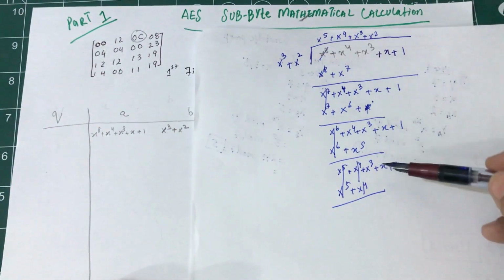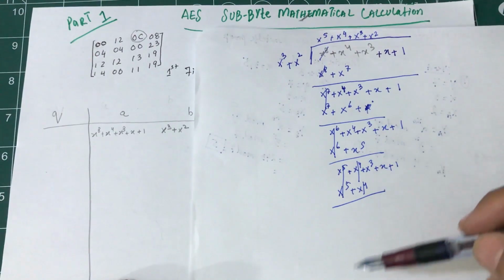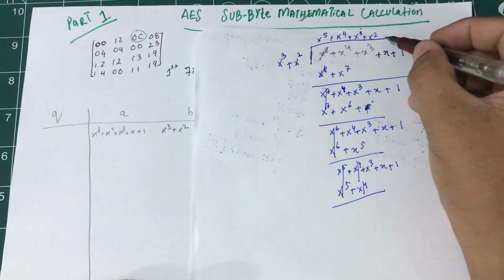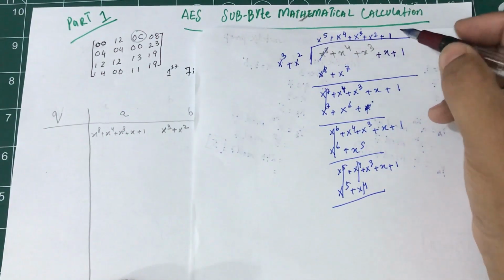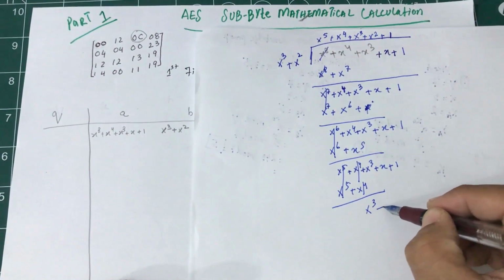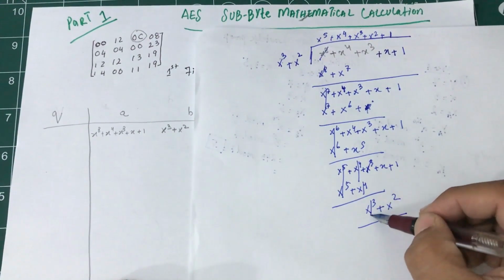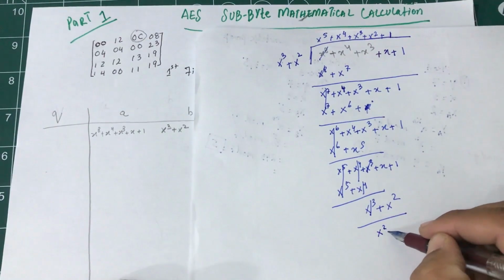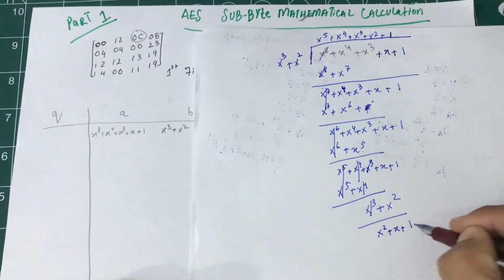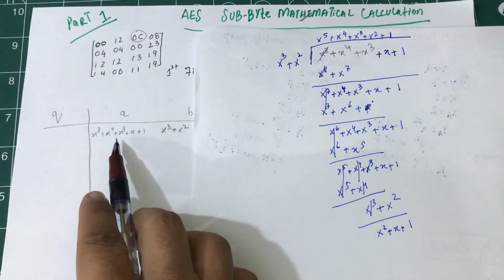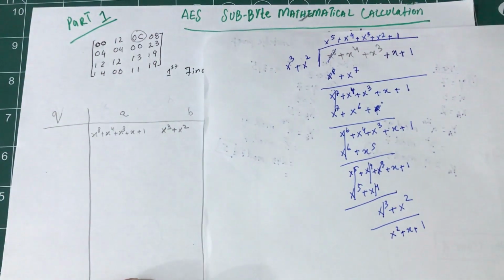So this is 3. I got 3, but I need to do it one more time because I want to go smaller than this. So let's simply multiply by 1. So I'll get x to the 3 plus x to the 2. All right, so these are gone. I'll end up with x to the 2 plus x plus 1. Once I divide this number by this, this is what I get.